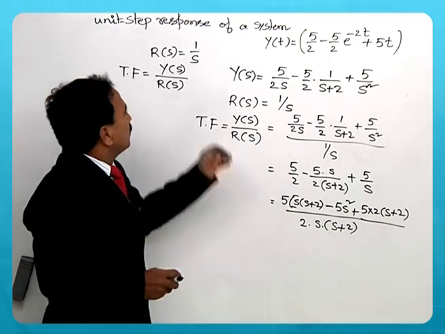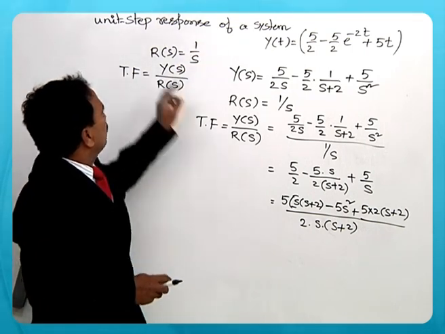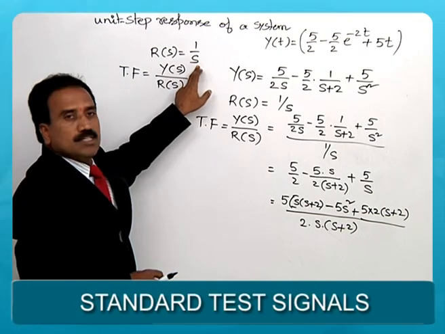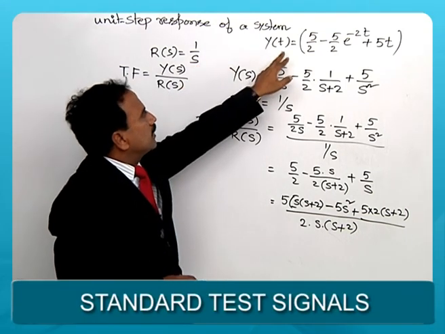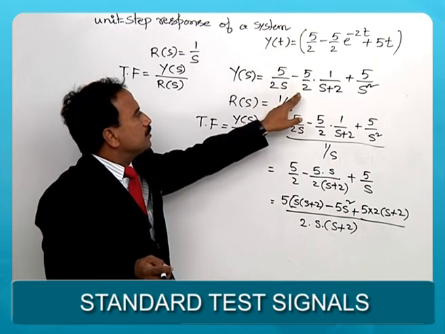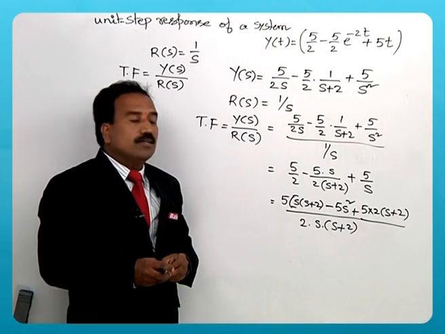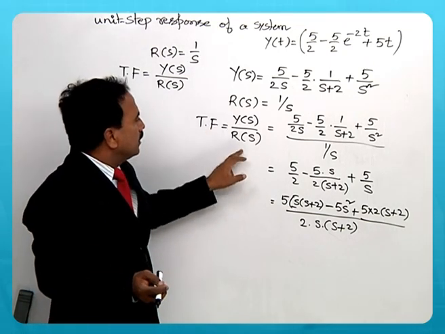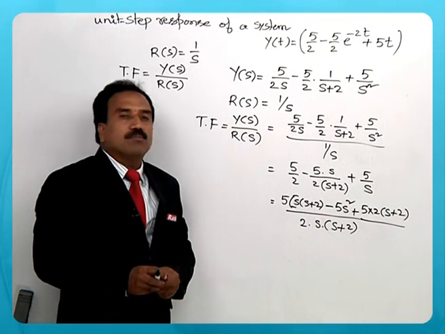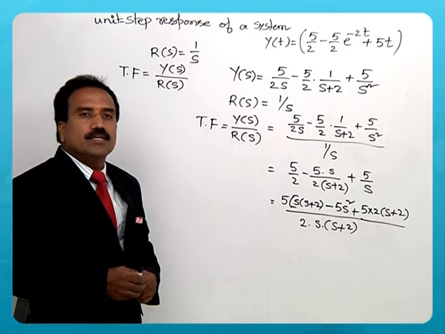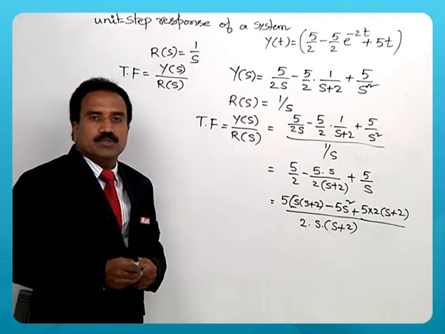So what is it that you understand from this problem? When it is written as unit step response, you should write input is unit step and the given output in time domain, transform this into Laplace domain, then transfer function is the ratio Y of s by R of s, and simplify this. This is another kind of problem that will appear in transfer function problems.